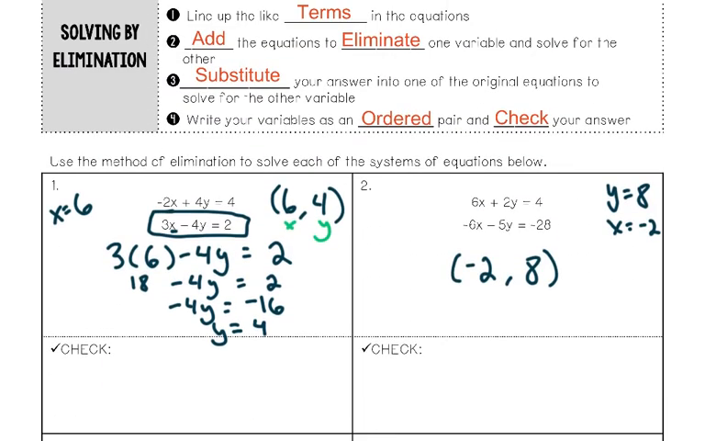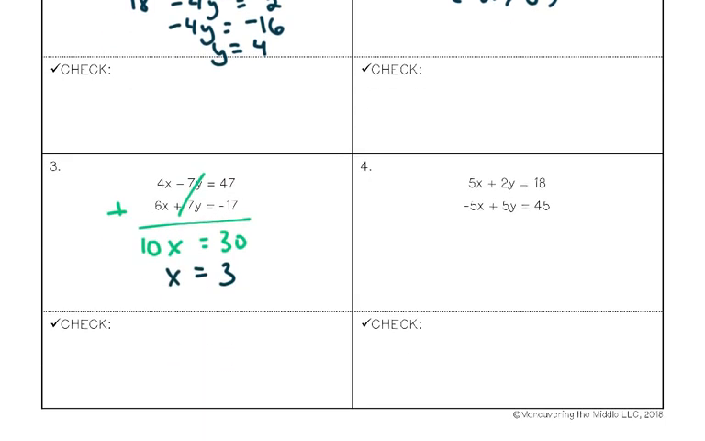Now I want to go back to my instructions and I want to substitute my answer of x equals 3 into one of the original equations to solve for the other variable.